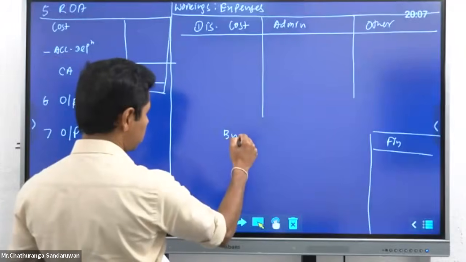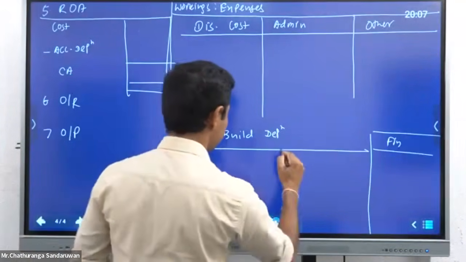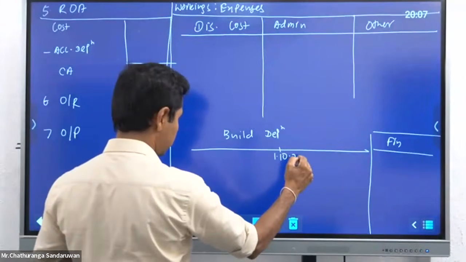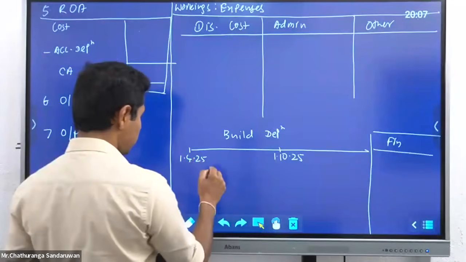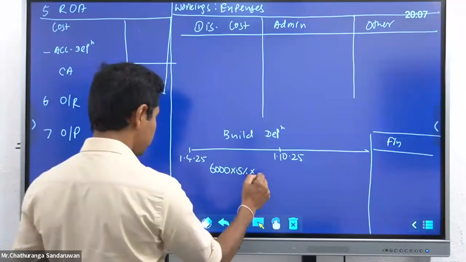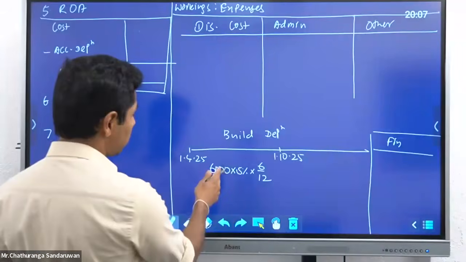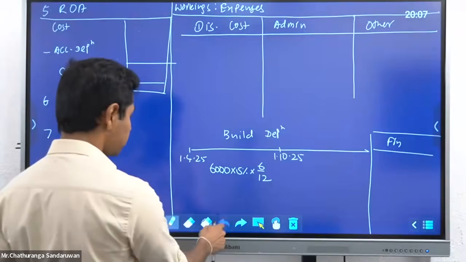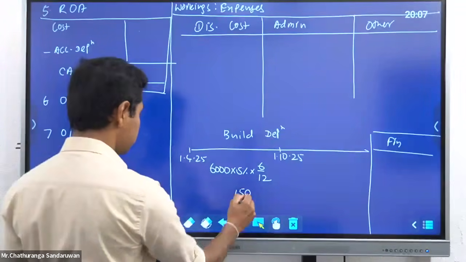So buildings depreciation: if you take the first half, from 1st April 25 until 1st October 25, the previous value is 6 million, that into 5%, that into 6 upon 12. So if you take 5% of 6,000, that is 300, half of that 150. Am I correct?